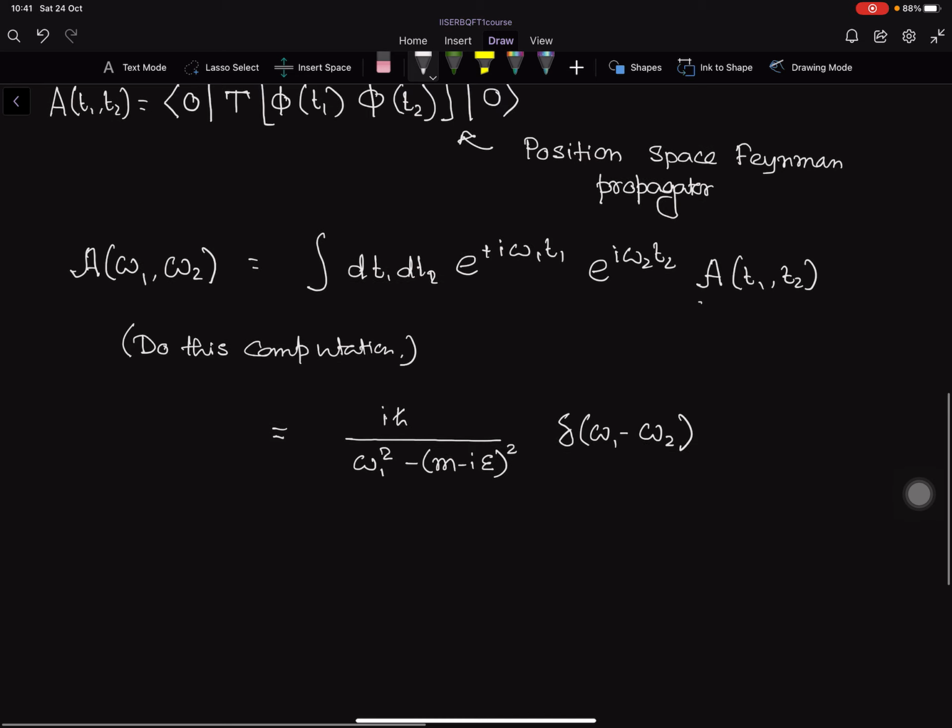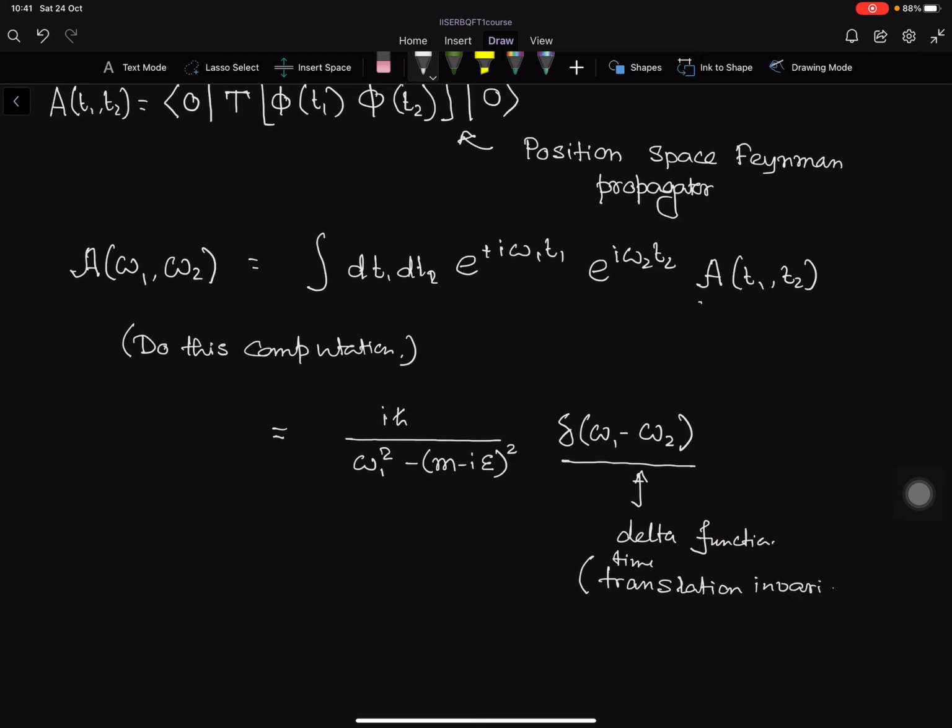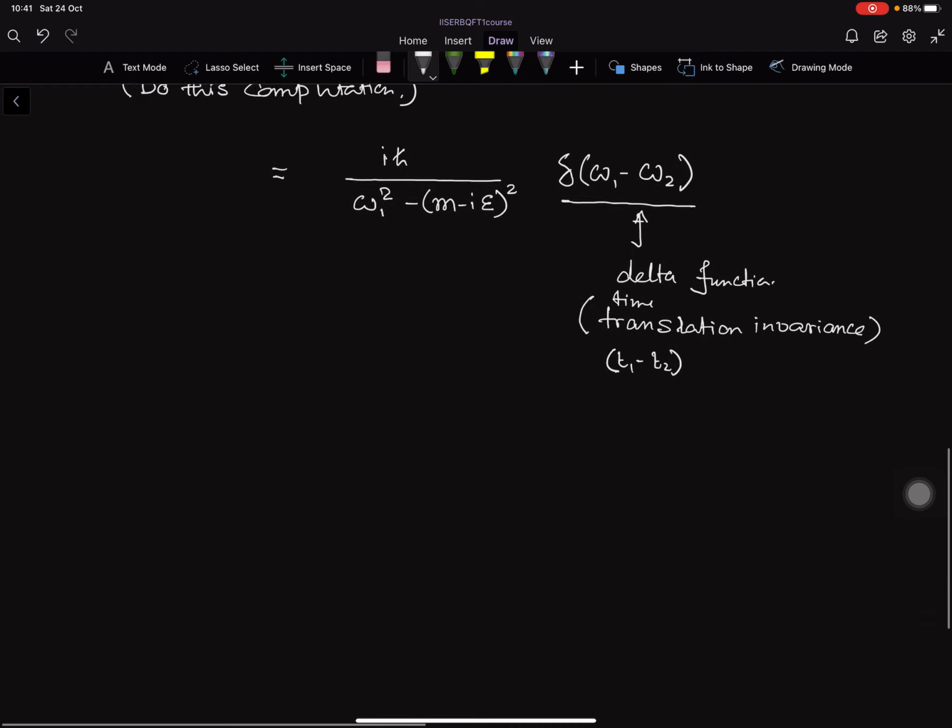Since it only depends on the difference of time, you see the distinctive feature is that there is always a delta function. There is a delta function in this case, and the delta function basically comes because of time translation invariance. Because of time translation invariance, the Green's function only depends on the difference. And since it only depends on the difference, there will always be an overall delta function. It's very easy to prove.